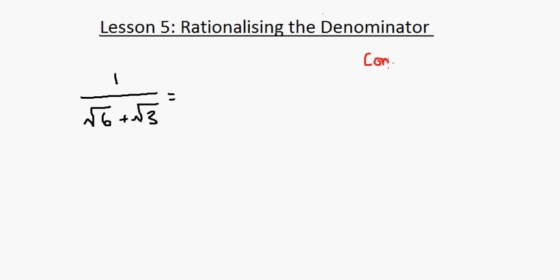The conjugate equals root 6 minus root 3. Remember, all you have to do is just change the sign here to the opposite of the denominator, and it will rationalize it. So let's write this out. 1 over root 6 plus root 3.